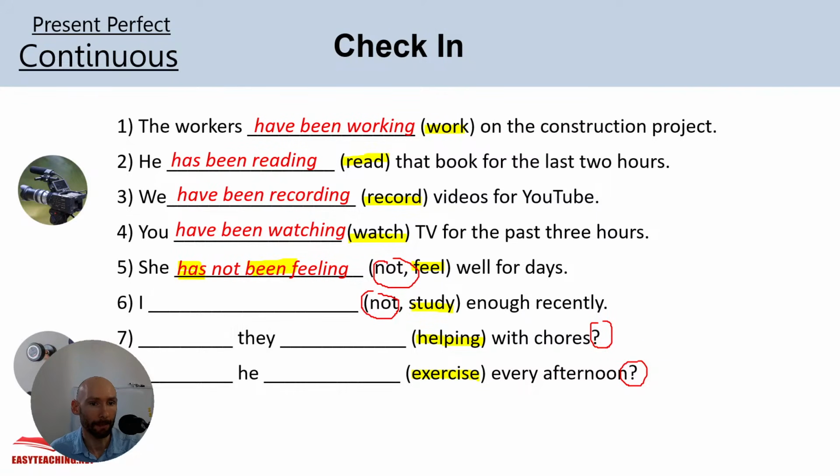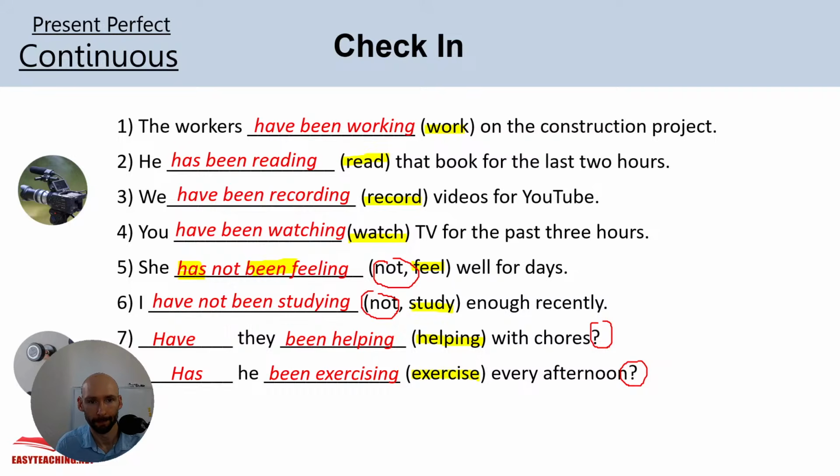Number 6, I have not been studying enough recently. Number 7, have they been helping with chores? And number 8, has he been exercising every afternoon? Okay, that should give you an idea of how well you're going with the structures.